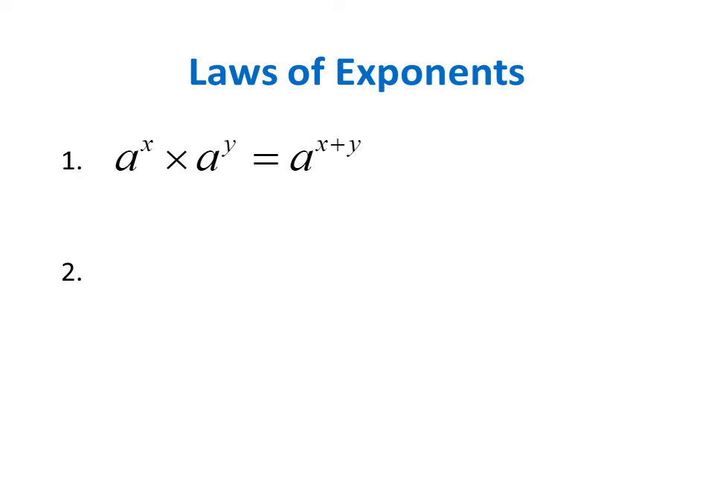First, a to the x times a to the y is equal to a to the x plus y. In other words, if we are multiplying two exponential expressions and they have the same base a, we copy the base a and we add the exponents.